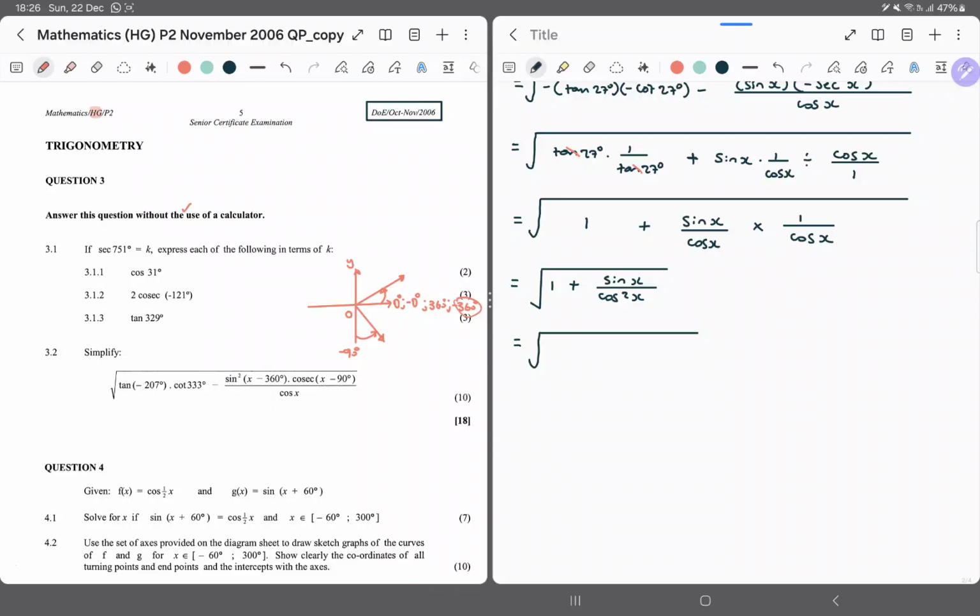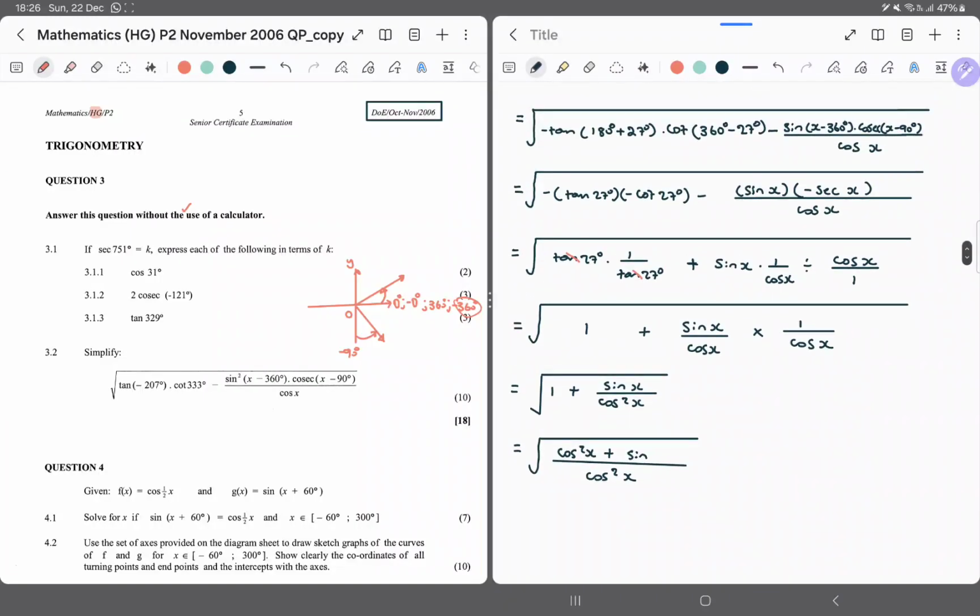Now what are we going to see, guys? We will have a common denominator, which is going to be cos squared x. Now this 1 divided by 1 is itself multiplied by the numerator. This is cos squared x. And then what we have here is going to be plus just sine.